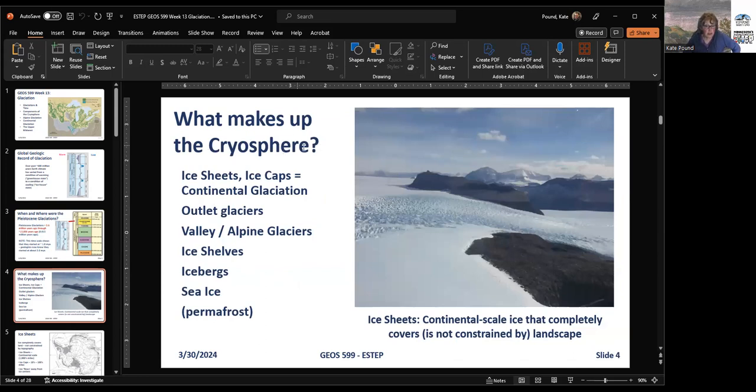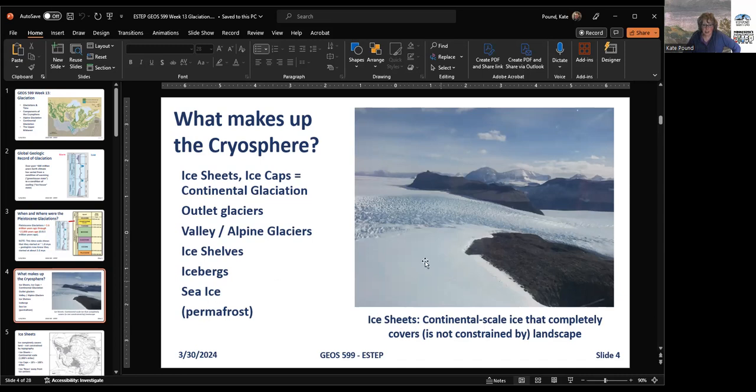The cryosphere is the word we use for our frozen world. So there's ice sheets, ice caps, and they are responsible for continental glaciation. Then outlet glaciers, valley or alpine glaciers, ice shelves, icebergs, sea ice, and then permafrost as well.